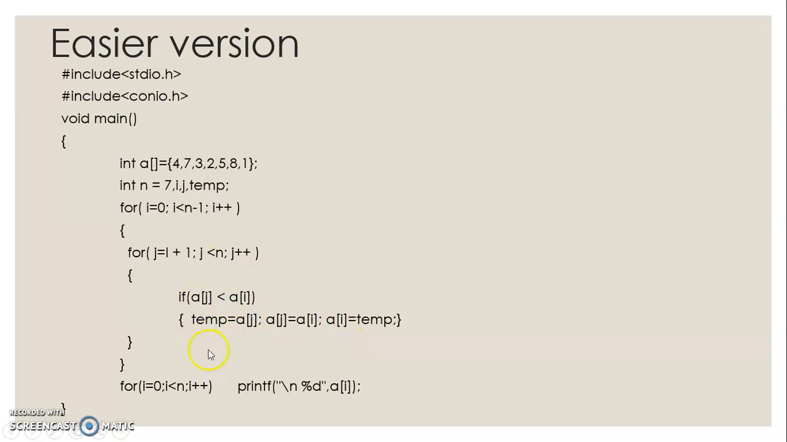So in this, what we are doing, if A of J is a smaller element than A of I, we are shifting A of J into A of I. And therefore, by the end, in the A of I, we will have the smallest element, and then we go here and increment I by 1 to find the next smallest element. So this is the easier version of the above algorithm. You can do it both ways.